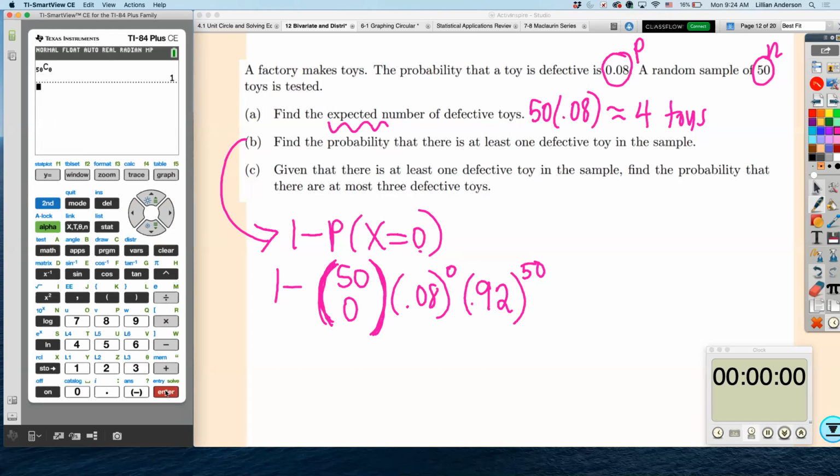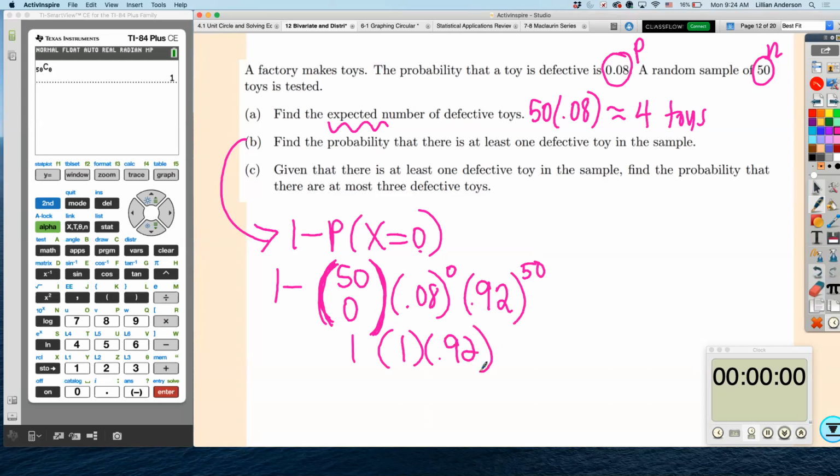Of course, anything choose 0 is always 1. Anything raised to the 0 power is 1. And then of course I have 0.92 raised to the 50th power. I'm going to subtract that from 1. So 1 minus 0.92 to the 50th power will give me the probability of selecting at least one defective toy.